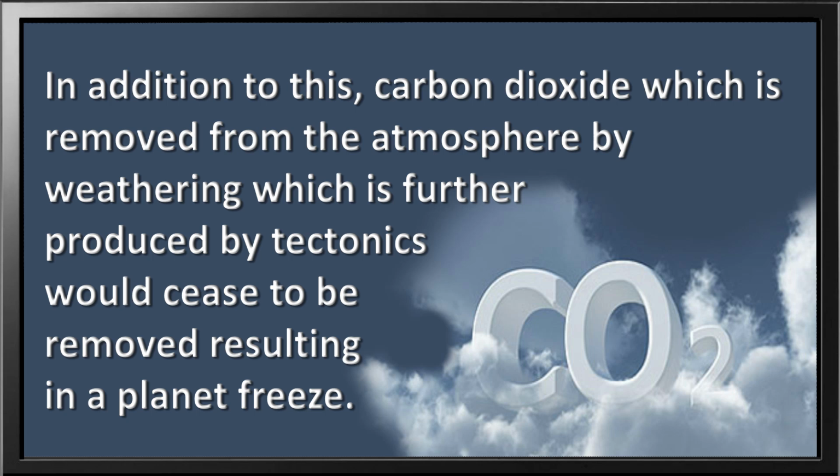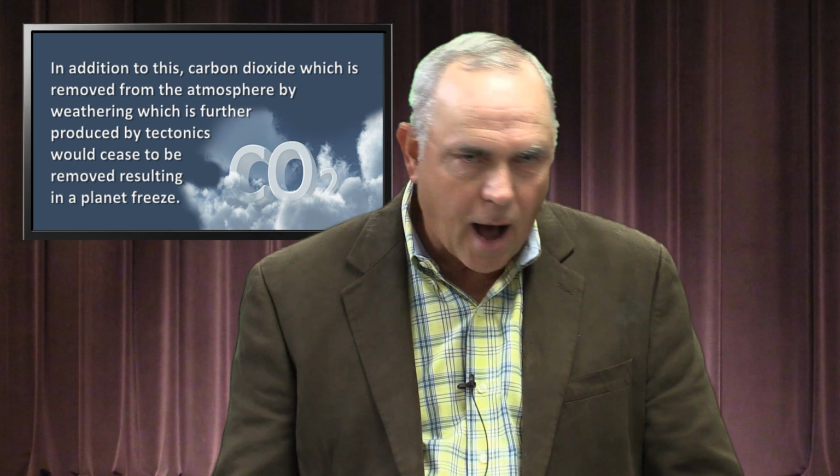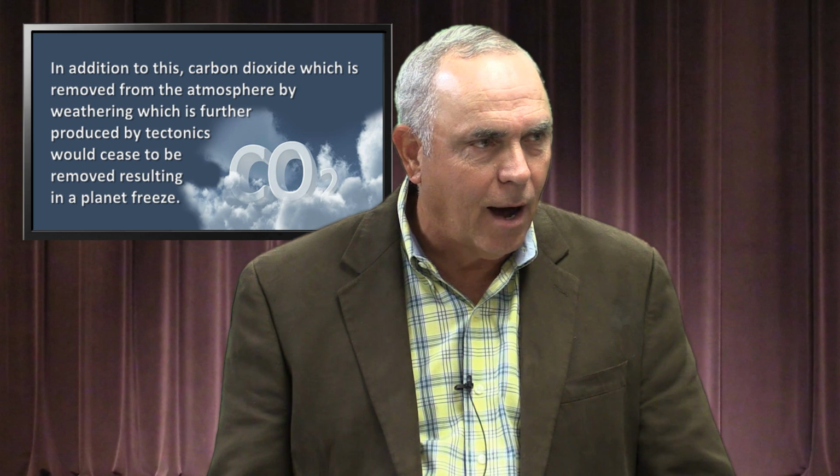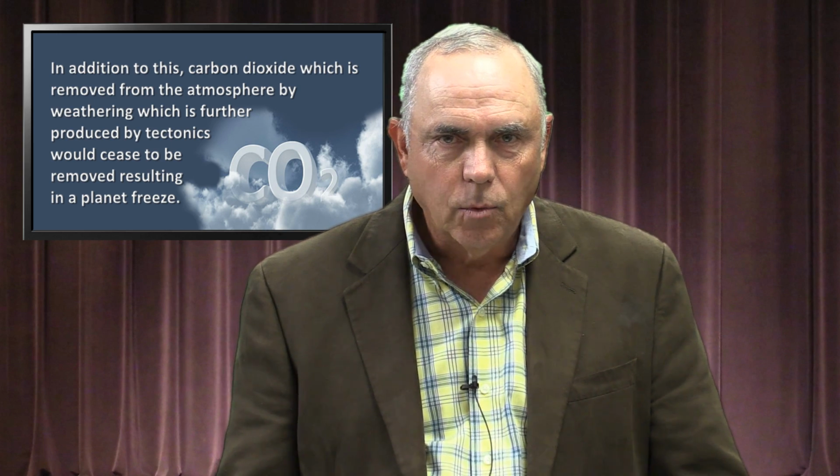In addition to this, and this is probably one of the most important things that tectonics does, there's a carbon dioxide cycle that occurs in our Earth. Carbon dioxide, which is removed from the atmosphere by weathering, which is further produced by tectonics, would cease. And if you had carbon dioxide ceasing to exist, what you would have would be opposite from what we're worried about right now, which is the greenhouse effect, which is global warming.